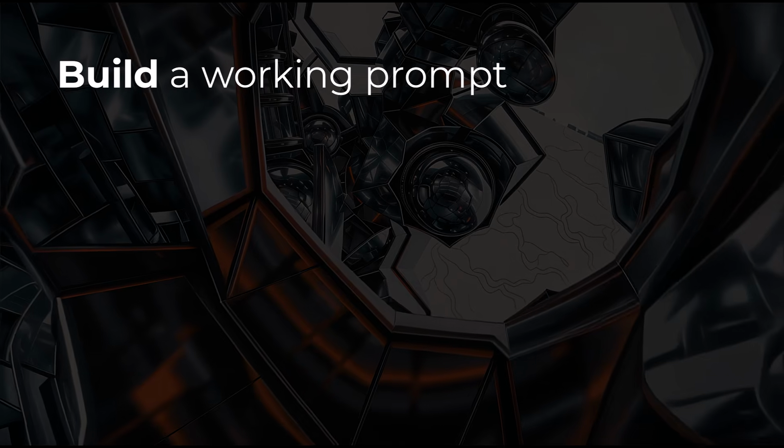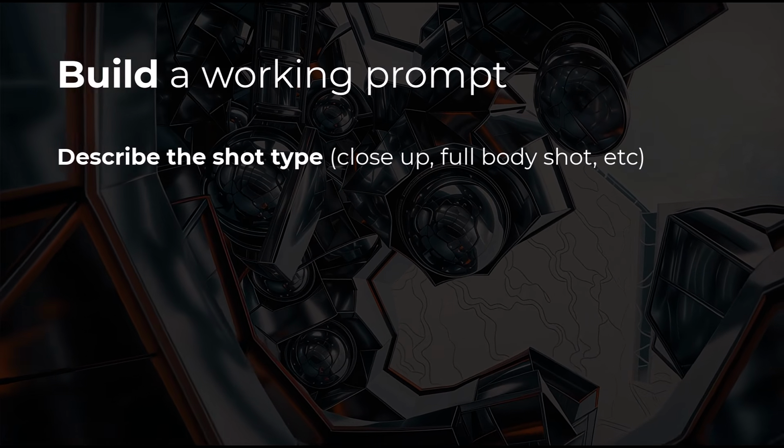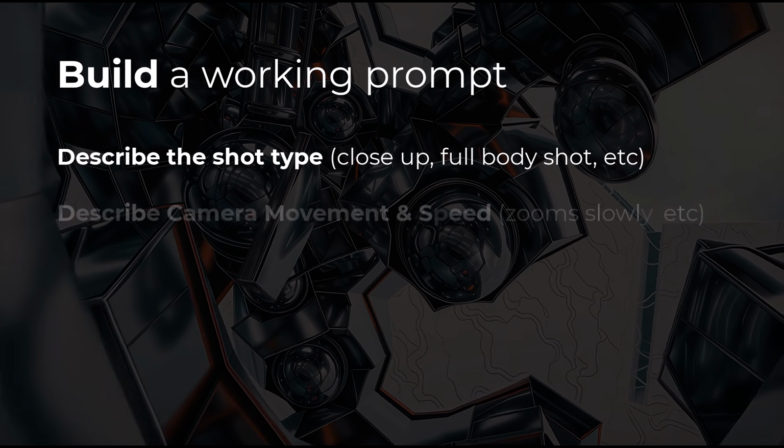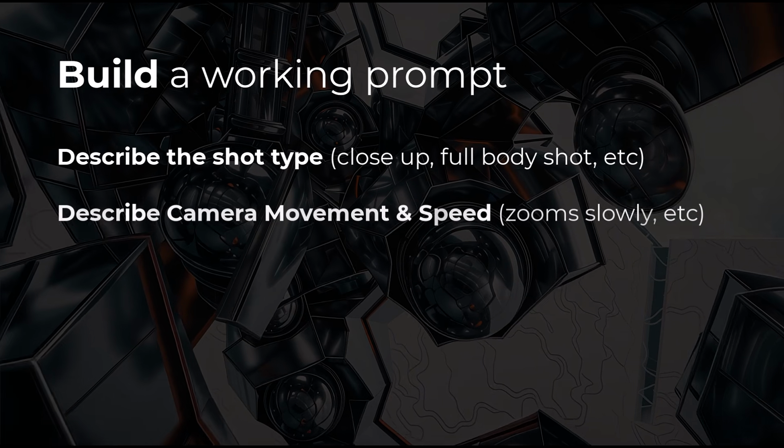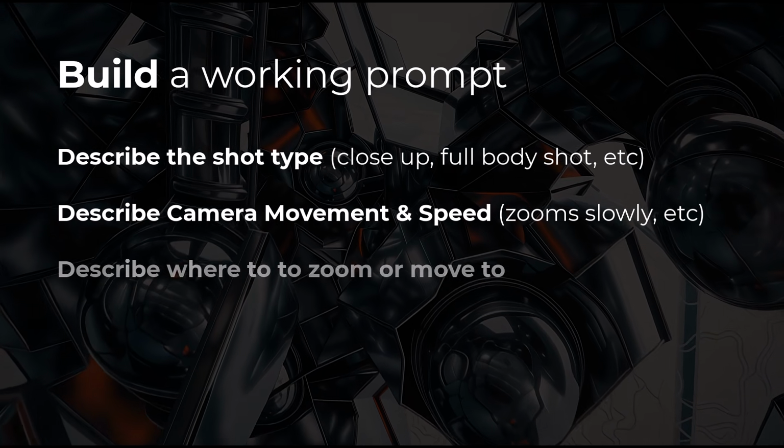So you want to start with the shot type, so whether it's a close-up, full body shot, that kind of thing, to describe the framing. You want to describe the camera movement and speed, so it zooms in slowly, pans to one side quickly, or you want to describe where you want to zoom or move to.